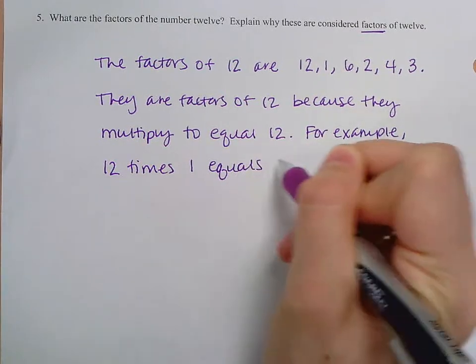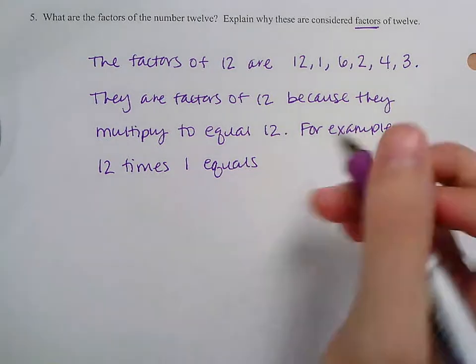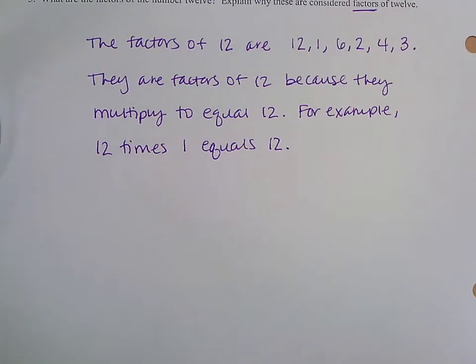And notice when I'm writing that, since it is a writing question, I'm writing the times and the equals in words, equals 12. Okay, but you could also go on to say 6 times 2 equals 12, 4 times 3 equals 12. So as long as you understand when you're factoring, you're looking for two things that multiply to equal what you're given. Okay, you're finding the factors, what multiplies to those.